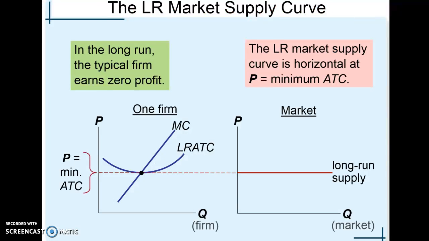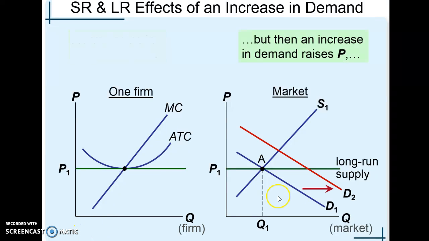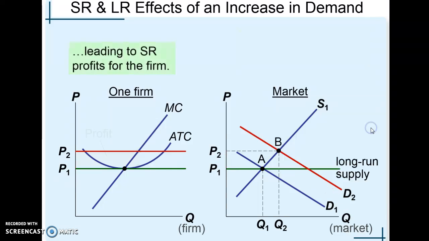So here are two graphs, one of the firm and one of the market, for the long run market supply curve. These graphs show the short run and long run effects of an increase in demand. If demand increases, you're going to see on the market demand goes from D1 to D2. The price is going to rise, and the firms in the short run over here are earning economic profit.